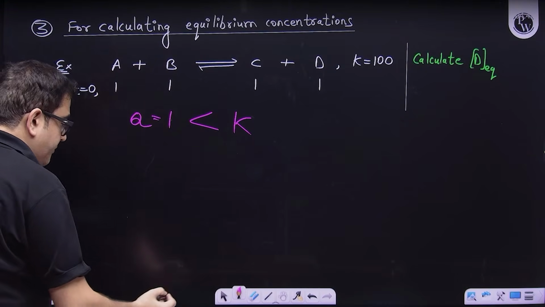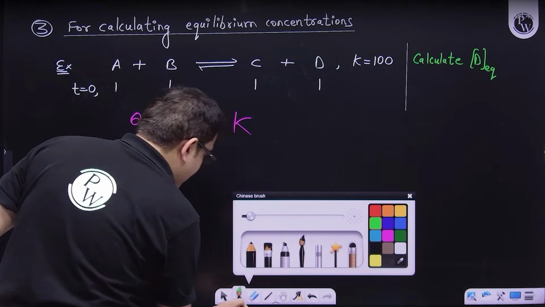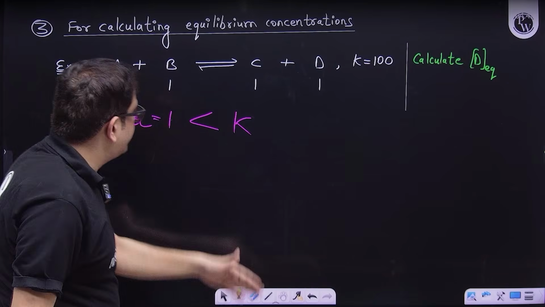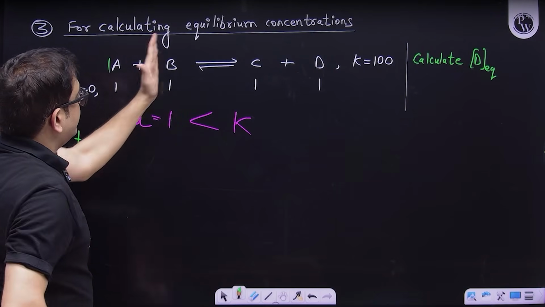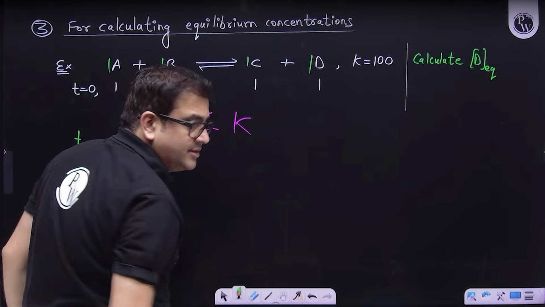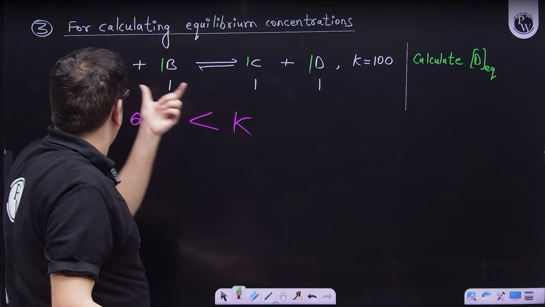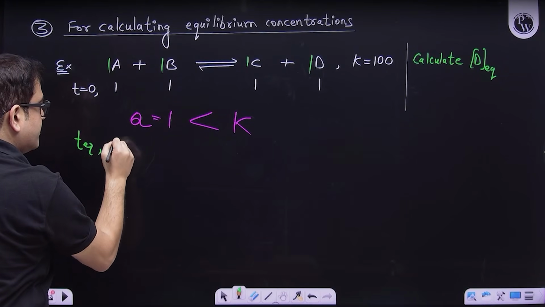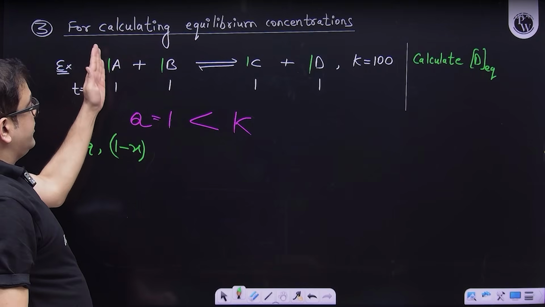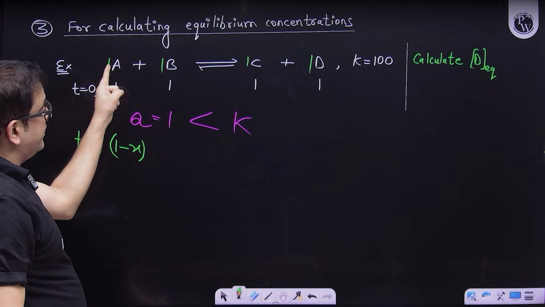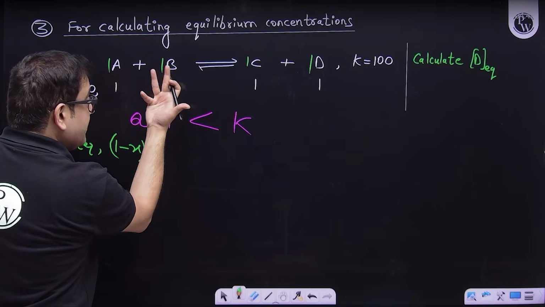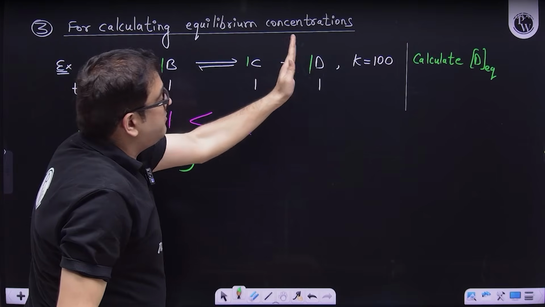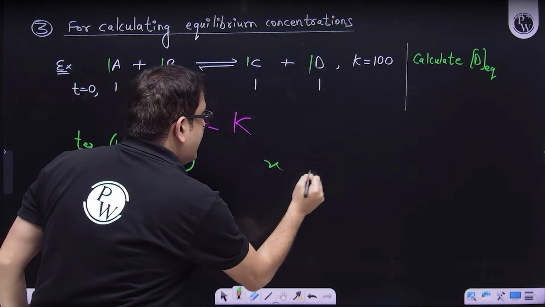Sir, now we know it will proceed forward. So if it proceeds forward and let's say it attains equilibrium by proceeding forward, they will react and they will produce. What is the stoichiometry? 1 mole of this will react with 1 mole of this to produce 1 and 1 mole of these. Let's say to attain equilibrium, how much of A has reacted? Assume a variable, let's say X. So if X reacted, how much is left? Sir, 1 minus X. If X has reacted, then X of B will also react. So if X of B is gone, what is left? Sir, 1 minus X. X gone, X and X produced.